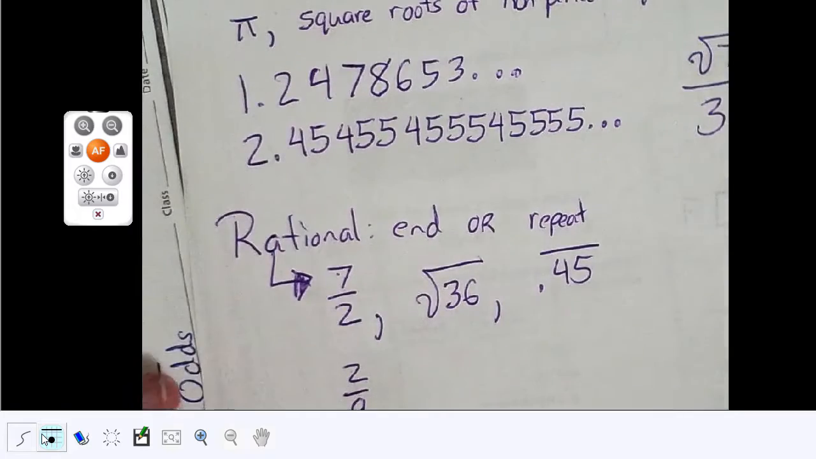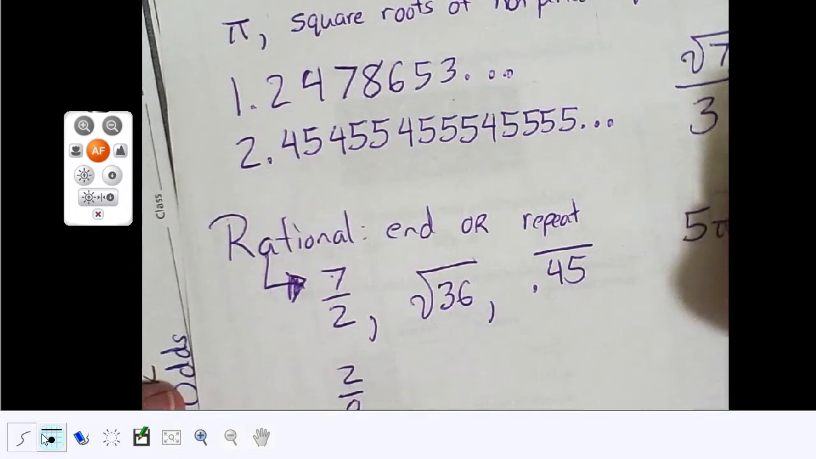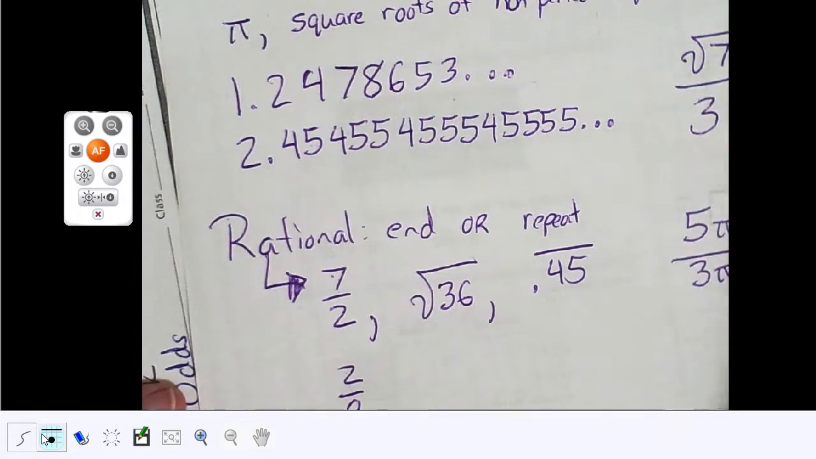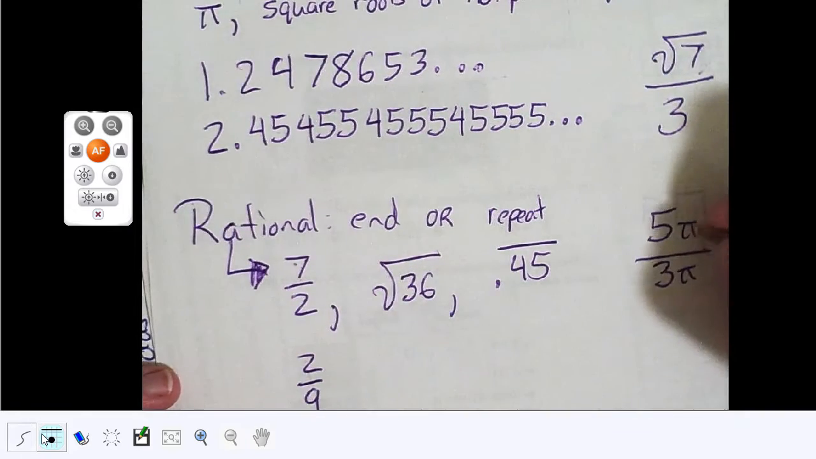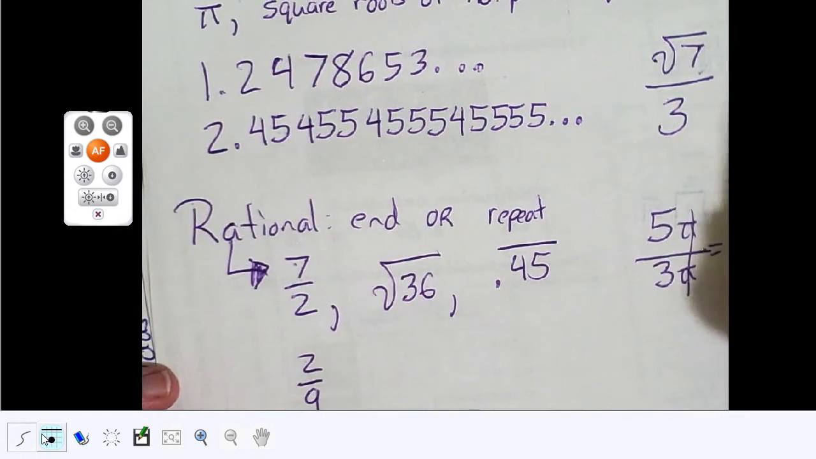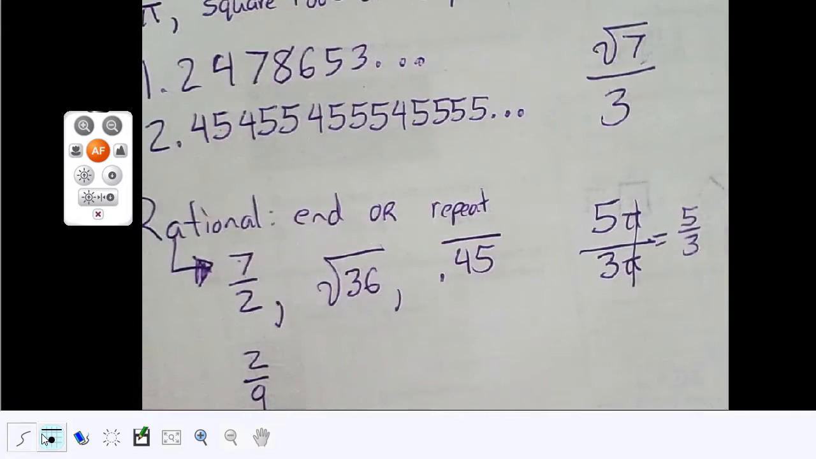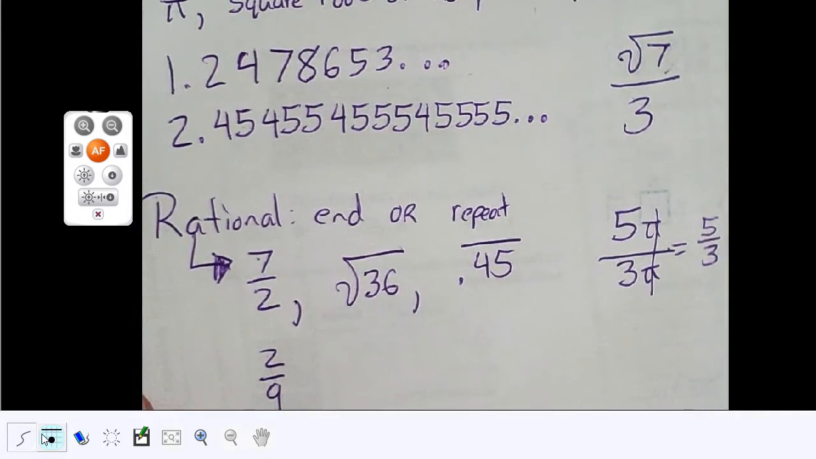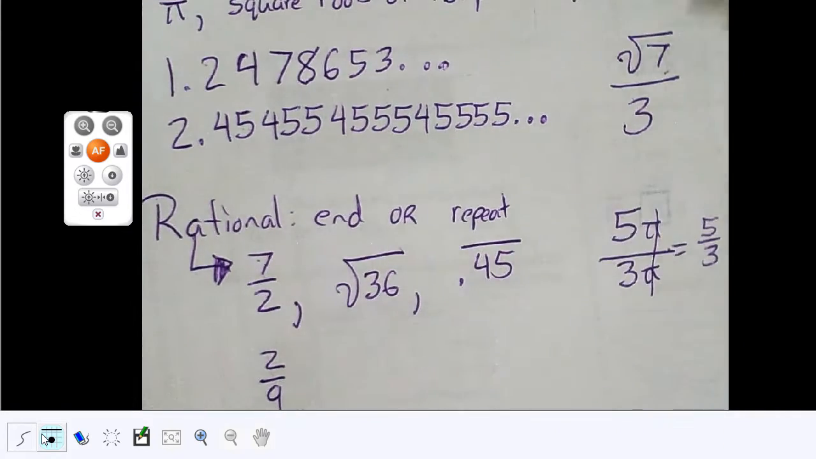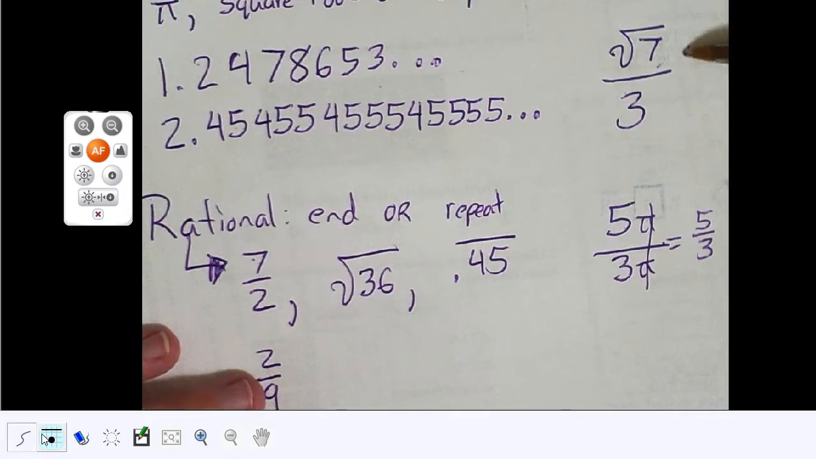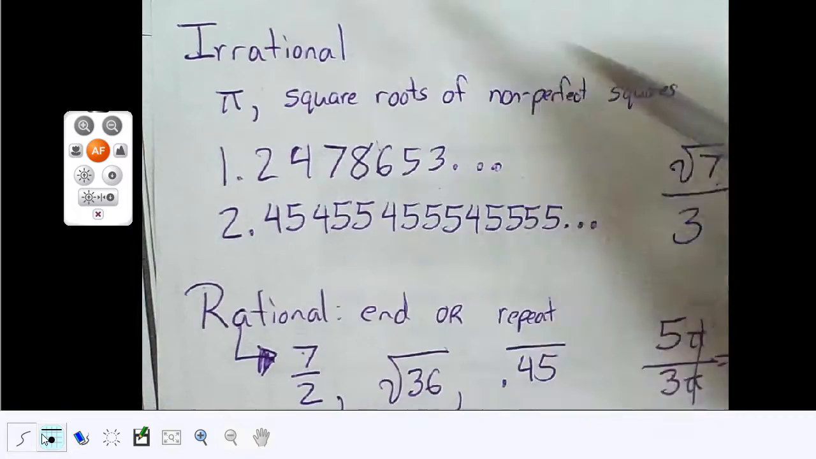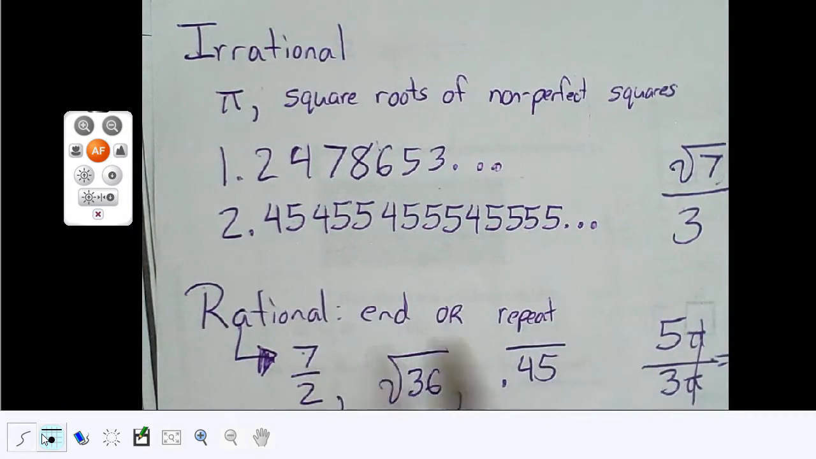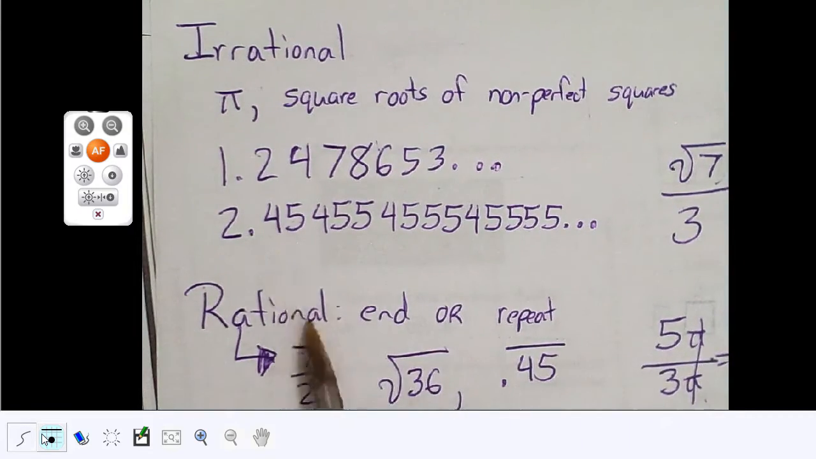Now, they could go tricky and do something like 5 pi over 3 pi. And you might be like, well, pi is irrational, therefore this is going to be irrational. But the pi's cancel out, and it's really 5/3, so it's really going to be just a repeating number, so it's going to be rational. So watch for that. Watch for, does it contain an irrational part? If after you simplify, it has an irrational part, it is irrational. But if after you simplify, all the irrational parts are gone, then it's going to be rational.